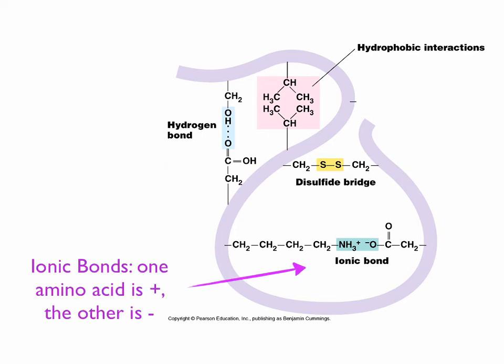There's also ionic bonds. So remember, our amino acids can have a positive or a negative charge. An ionic bond is what is formed between amino acids that are positive and amino acids that are negative. So you could have an elaborate structure that's held together pretty securely by the ionic charge between the 2 types of amino acids. We call that an ionic bond.